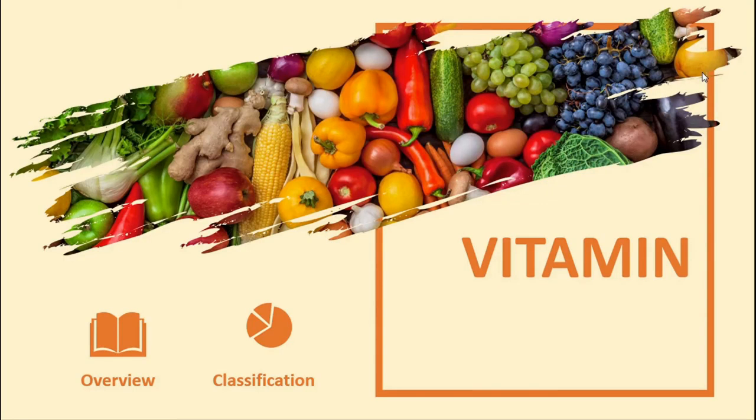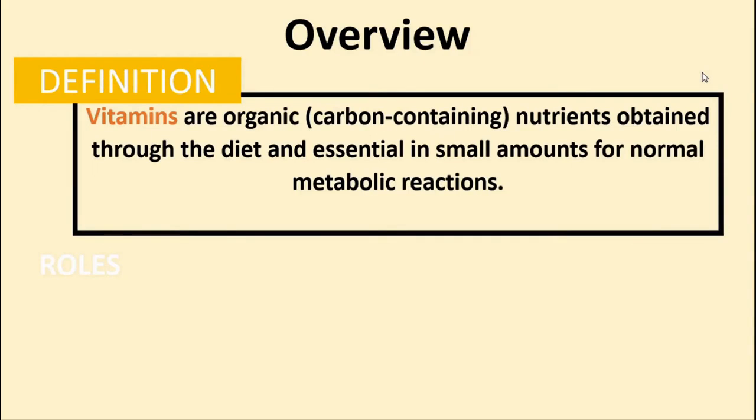To continue the presentation, we will go to the next part, which is named vitamin. It consists of an overview and classification. So, what are vitamins? Vitamins are organic nutrients obtained through the diet and essential in small amounts for normal metabolic reactions.